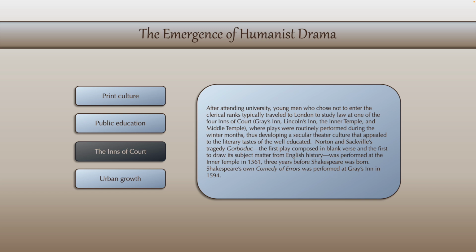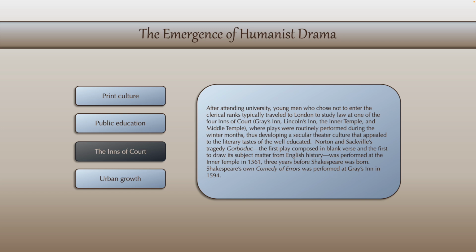One of the most famous early plays, Thomas Norton and Thomas Sackville's tragedy Gorboduc. This was the first play composed in blank verse, the form for which Shakespeare is well known, and the first play to draw its subject matter from English history, and it was performed at the Inns of Court at the Inner Temple in 1561, which was 3 years before Shakespeare was born.